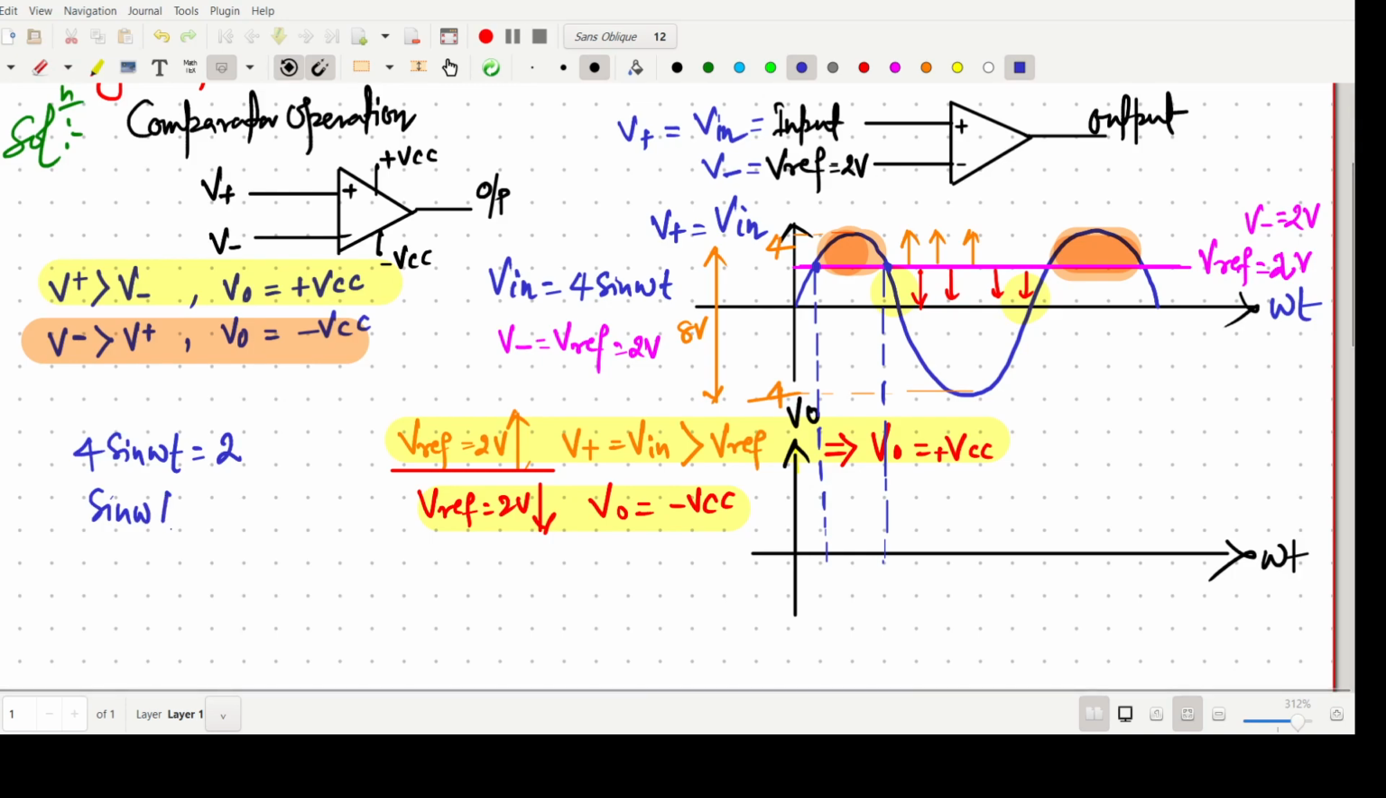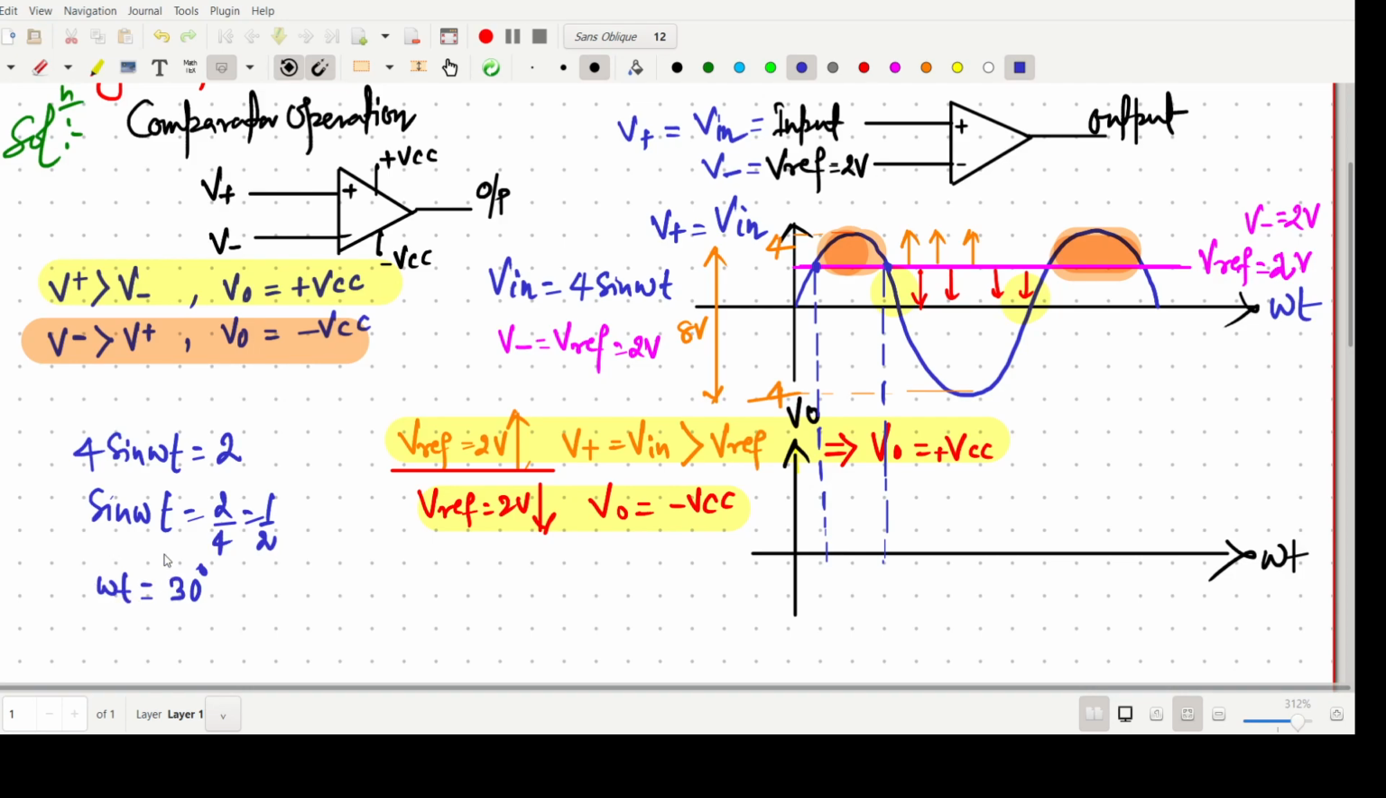So sine omega t equals 2 by 4, so it should be 1 by 2. Okay, so omega t will be 30 degrees, sine inverse of 1 by 2 is 30 degrees, or simply we can say pi by 6. So this point now we know is pi by 6. The next point will be pi minus pi by 6, so this point will be 5 pi by 6.